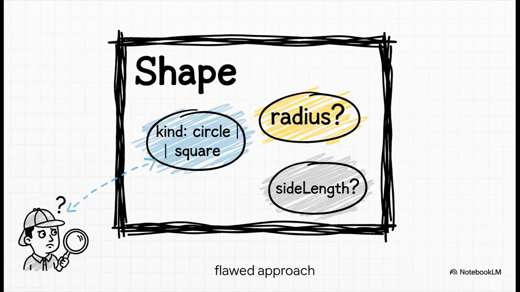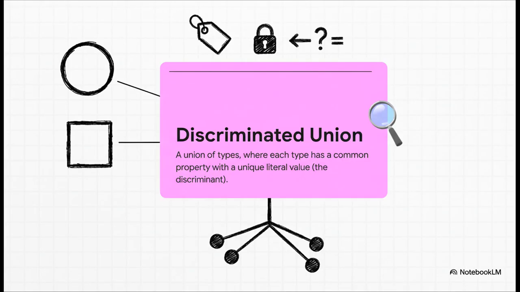The problem is, even if we check that shape.kind is a circle, TypeScript has no way of knowing that that's connected to whether radius exists. There's just no link between the properties, so it all stays ambiguous and confusing. The solution is this really powerful pattern called a discriminated union. Now, don't let the name scare you. The idea is simple. We define separate, super clear interfaces for each possibility, one for circle, one for square.